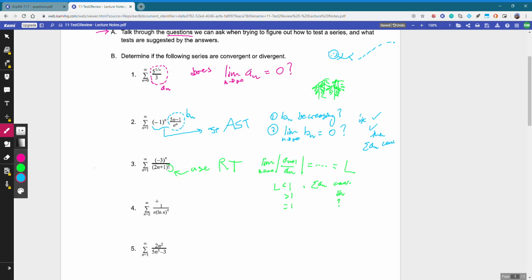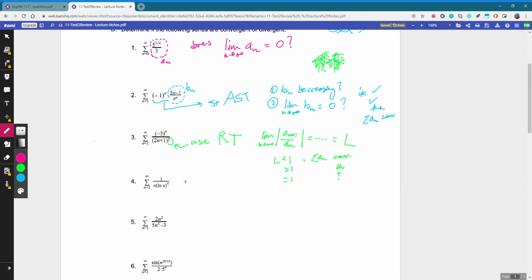All right, moving on to number 4. I'm looking at this one. If we just want to maybe walk through the questions here, right? Do the terms go to 0? Well, yeah, it looks like it. Our numerator is constant. Our denominator is blowing up, so the terms are going to go to 0.